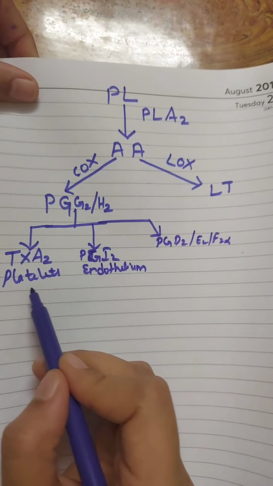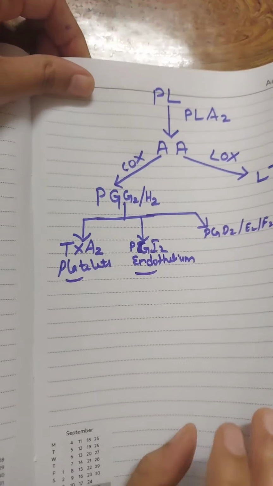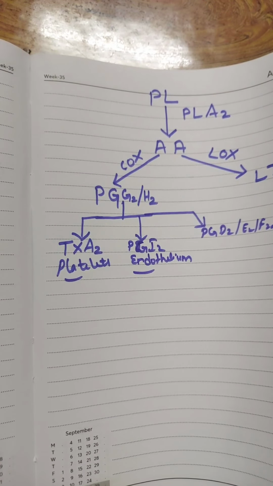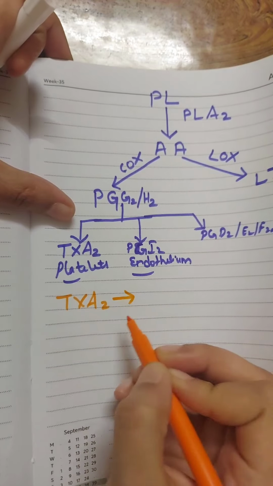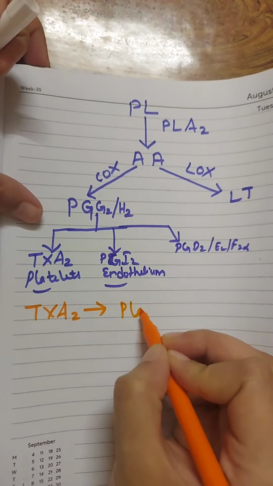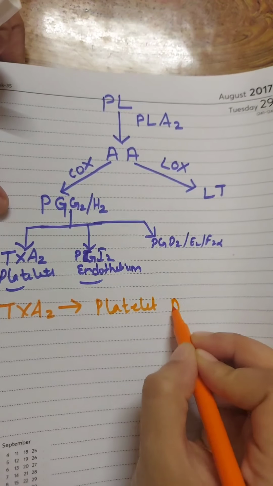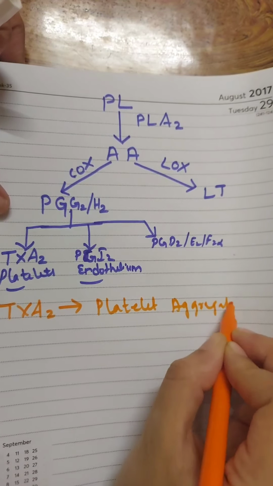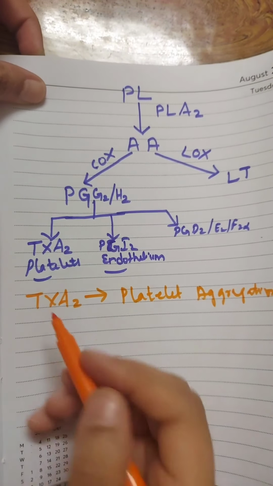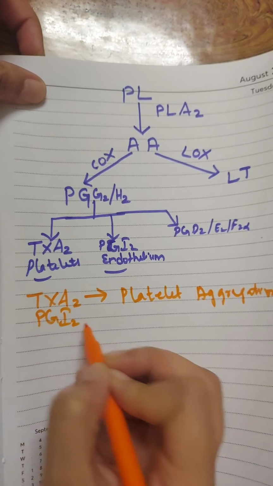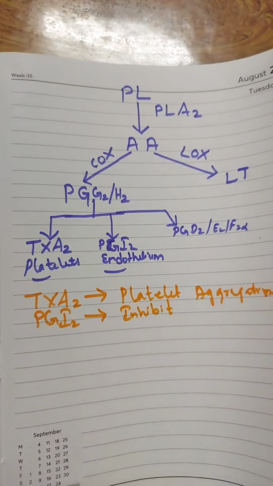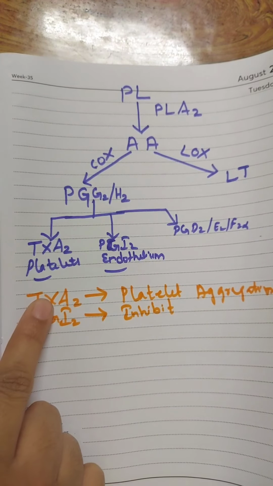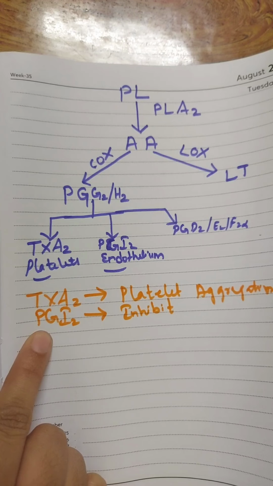Okay, now we are concerned about these two compounds, thromboxane A2 and PGI2. Now what is the nature of thromboxane A2 and PGI2? Thromboxane A2 will cause platelet aggregation, isn't it? Thromboxane A2 causes aggregation of platelets, whereas PGI2, which is present in the endothelium, will inhibit aggregation. Okay, so thromboxane A2 will induce aggregation, PGI2 will inhibit aggregation.